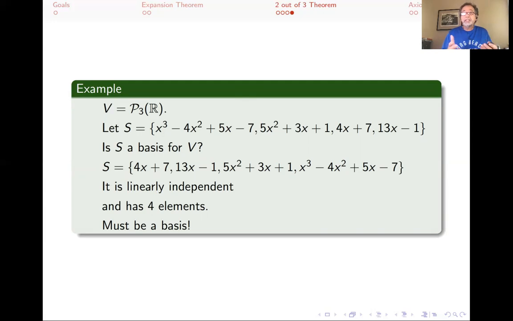Spanning actually would have been pretty hard to do. Like, it would have taken some work. Well, I mean, not that hard, but it would have taken some effort to do. I don't need to do that. The 2 out of 3 theorem tells me it's automatically a basis. That's pretty amazing if you ask me.